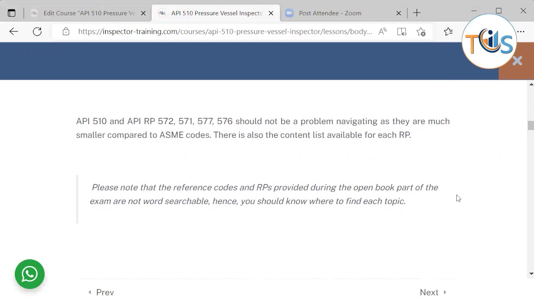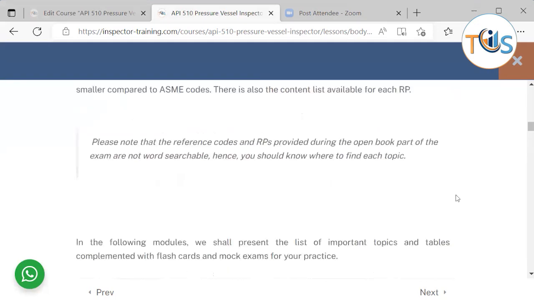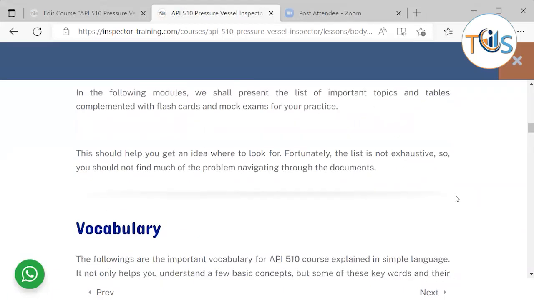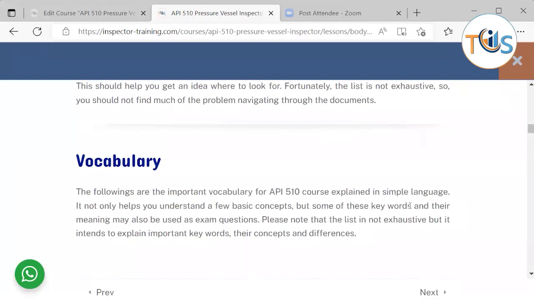The other set is API 510, 572, 571, 577, 576. These API documents are a lot smaller than the ASME codes. They're easier to go around, and you can find the information a lot easier. In the following modules, we'll talk about all the important topics and tables, and this should help you get an idea where to look. Unfortunately, the list is not exhaustive.